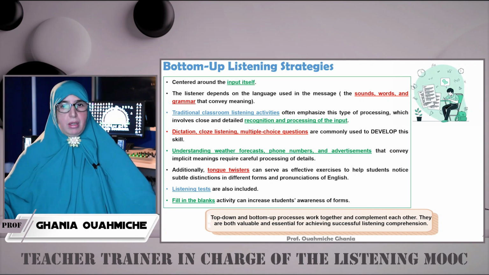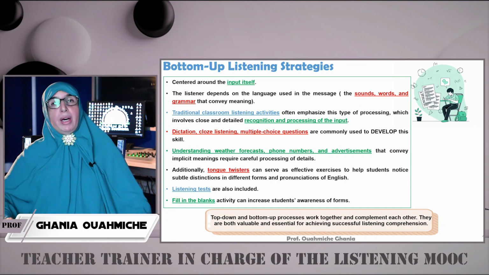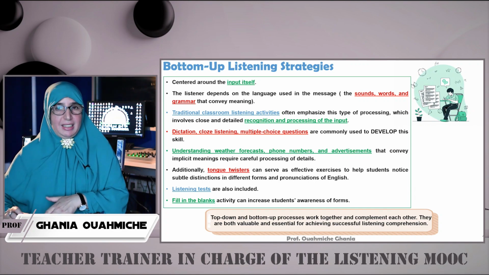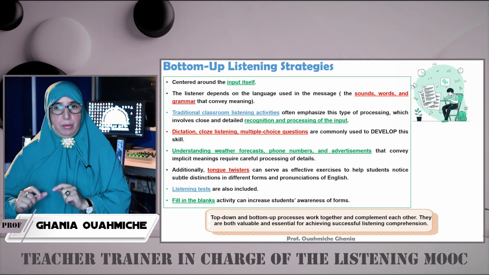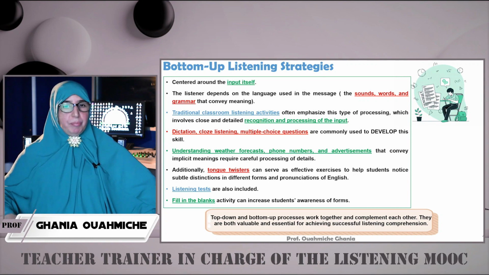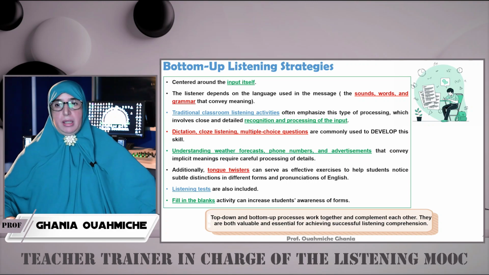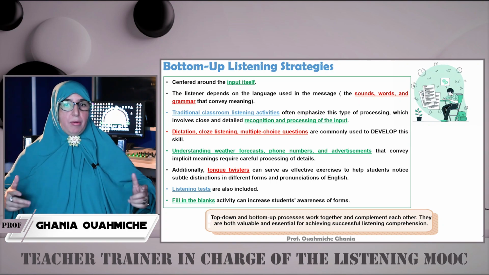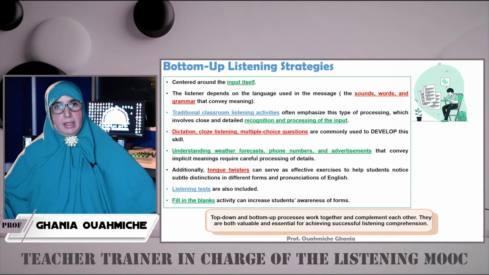Understanding weather forecasts, phone numbers, and advertisements that convey implicit meanings requires careful processing of details. What is important here is that you have to bear in mind that everything is based on the details, how to elicit the details. Additionally, tongue twisters can serve as effective exercises to help students notice subtle distinctions in different forms and pronunciation of English. Nonsense verses also can be very helpful exercises that reinforce your abilities of listening and developing your bottom-up strategies.